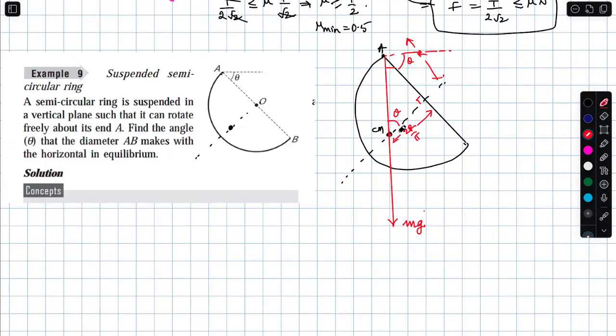If the vertical joining A and center of mass is on the vertical line, if A to center of mass connecting line is a vertical, then the torque about center of mass is 0. So no torque, it's in equilibrium. So therefore, in this case, what is tan theta? Tan theta is r/2r/π. This is nothing but π/2.